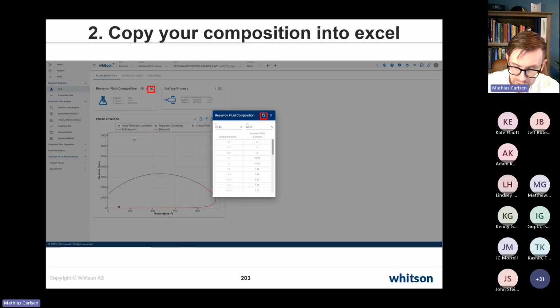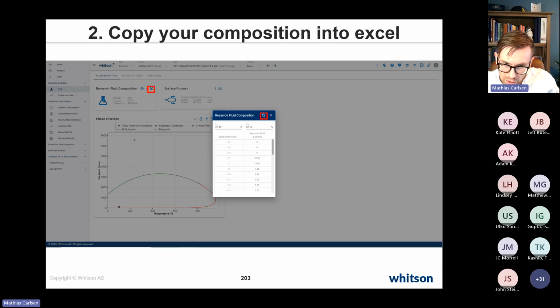What you'll see for your particular well is you can take this and copy that data into Excel by clicking this button if you want to do that. The one thing you'll see is that this data has no non-hydrocarbons. That's the components H2S, CO2, and nitrogen. So we would like to set some of those components together now.